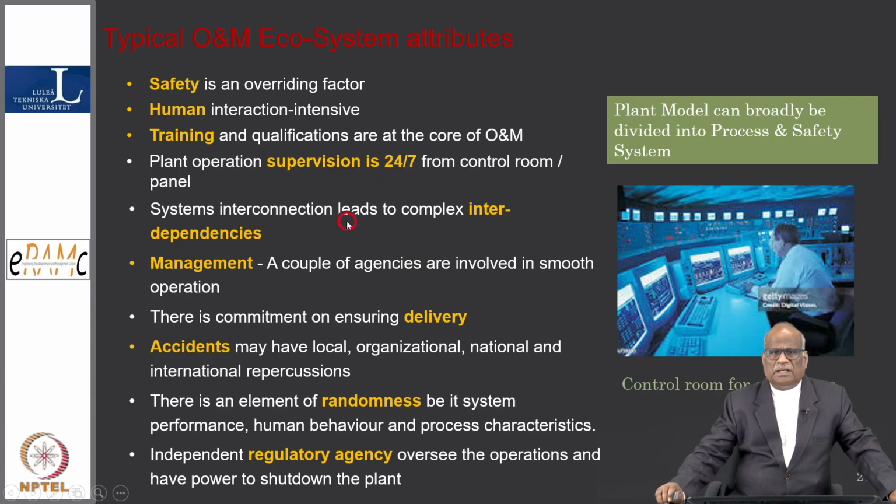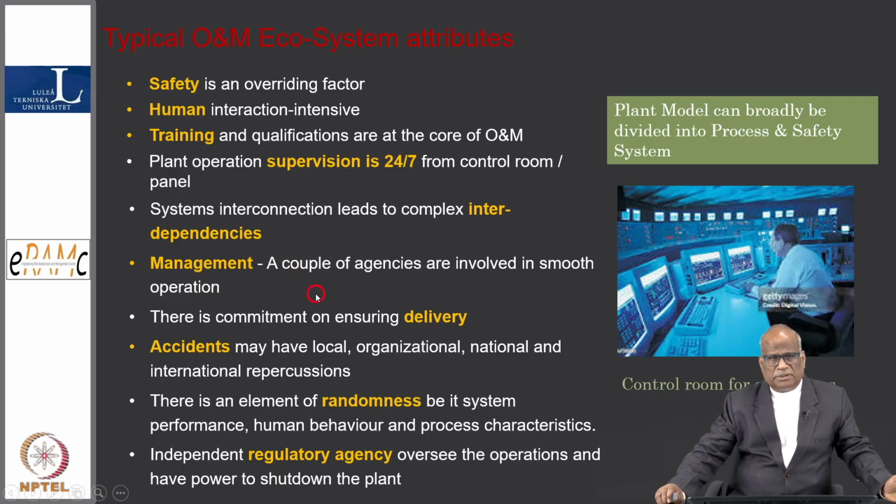The system is complex. Interdependencies are an inherent part of a complex system. One system is depending on another. Their interactions are complex. Their operation is complex. And then management. A couple of agencies are involved, not one agency. There will be one operation agency, another maintenance agency, other service agencies, and there could even be domain-specific requirements like physics and chemistry. They all come in, and of course regulatory.